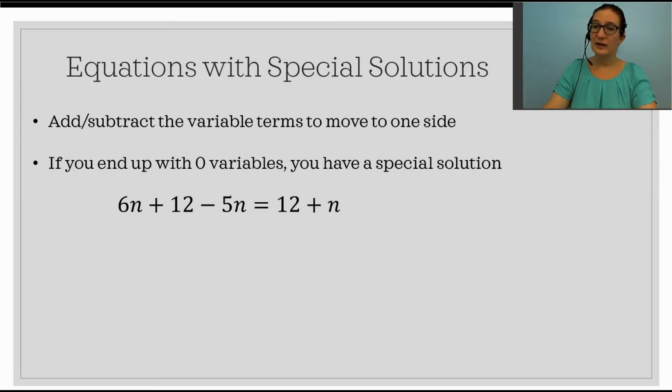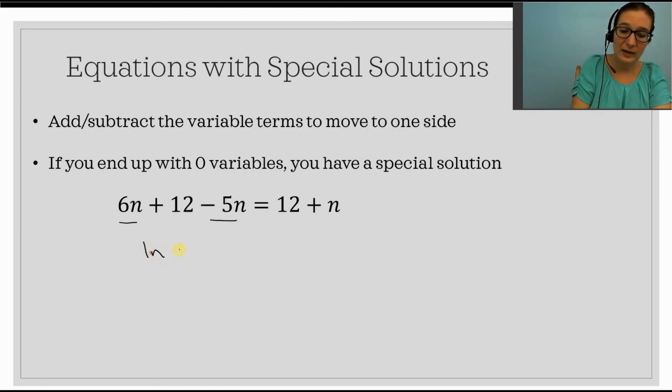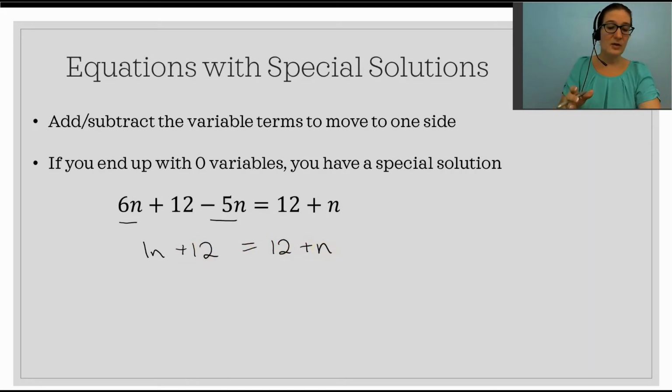I'm looking here on the left, and I am seeing that I have a couple of like terms. I've got 6n and negative 5n that I could simplify. So 6 minus 5 gives me 1n, still have plus 12, and that is equal to 12 plus n. So then my next step would be to move all the n's to one side of the equals. Let's go ahead and move them to the left.